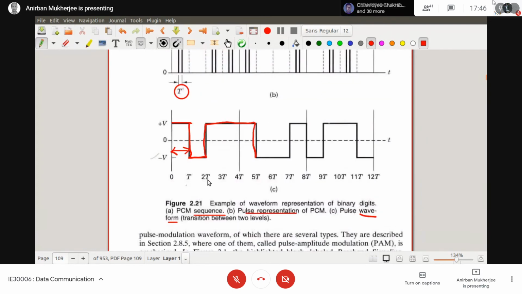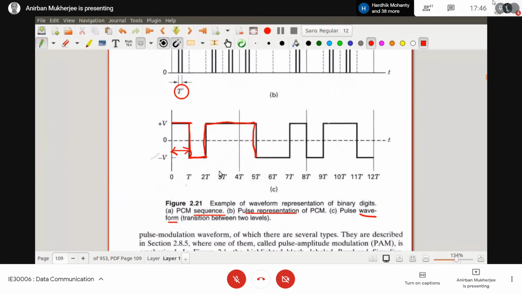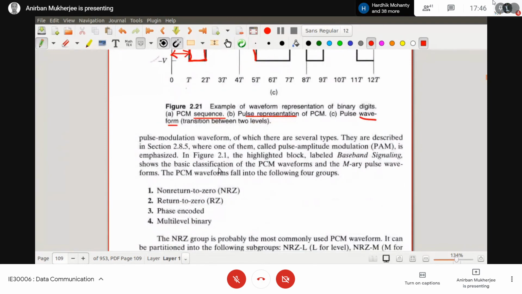Yes, this is fine. But somebody else may say, no, I will represent it in a different way and see, and also I will reconstruct it this way. I don't have any problem in that case. So there are different methods. So how will you go from a bit sequence, a PCM sequence, to this waveform representation?